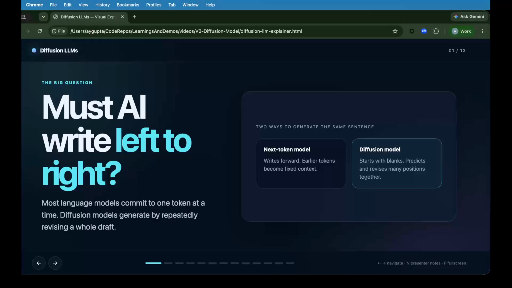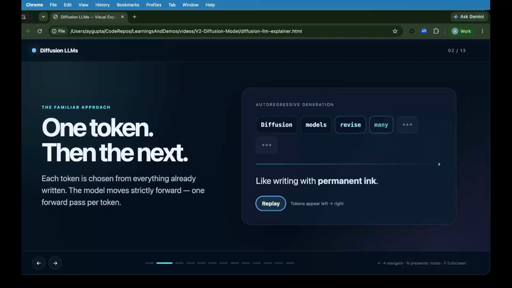Hi everyone. So today's topic is diffusion models. As we all know, LLM models generate only one token at a time from left to right, but diffusion models can generate multiple tokens at a time. So we are going to see how they are able to do that and what the advantages of using diffusion models are. First, let's see how normal LLM models work.